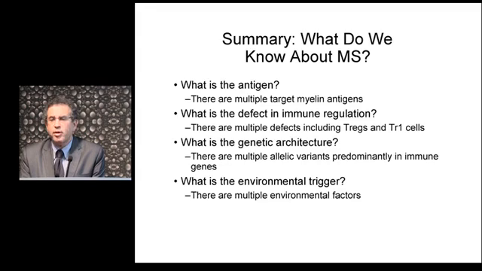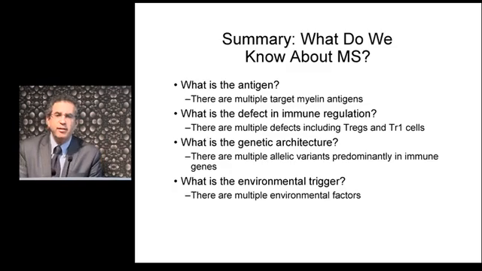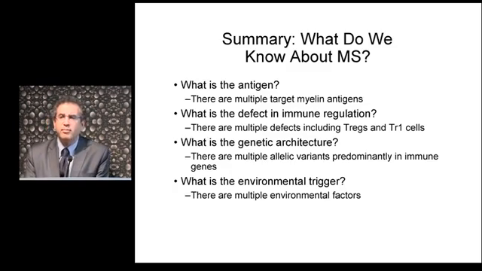There are multiple target myelin antigens, not just one, precluding this as a potential therapeutic approach. There are multiple defects in immune regulation, including Tregs and TR1 cells. There are multiple allelic variants, predominantly in immune genes. They're not bad genes. It's not a bad environment in terms of environmental triggers, but a bad interaction between genes and the environment, with multiple environmental factors causing the disease.